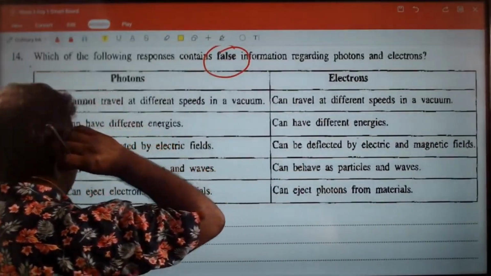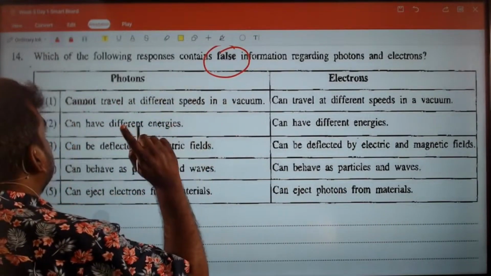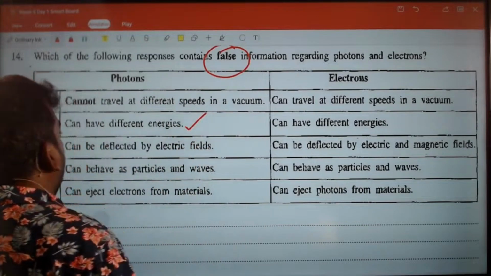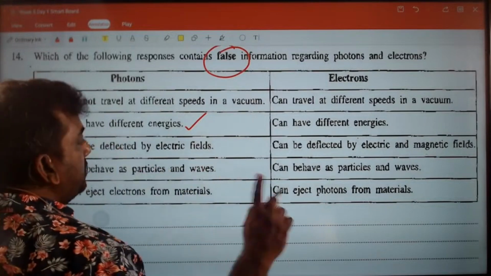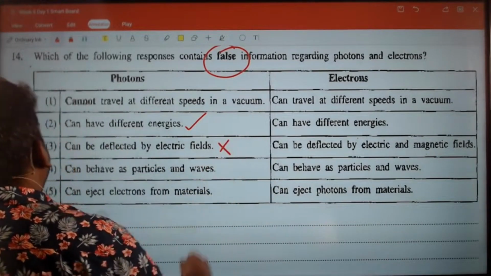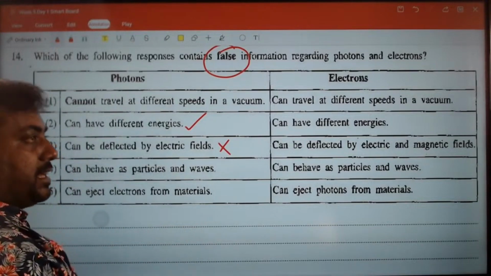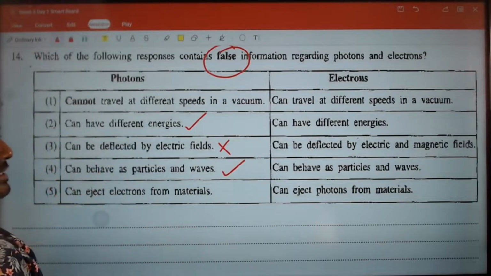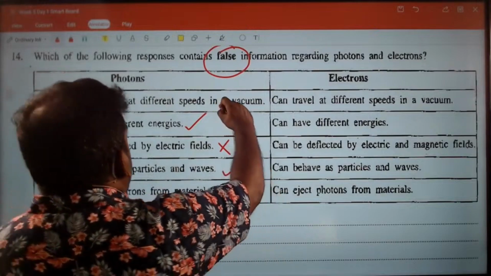Which of the following responses contains false information regarding photons and electrons? Photons: can travel at different speeds in a vacuum? In a vacuum it travels at the same speed, right? Can have different energies, yes. Can be deflected by electric fields? Remember, photons have no charge. You can't deflect it. Can behave as particles and waves, wave-particle duality. Can eject electrons from materials, yes, photoelectric effect.